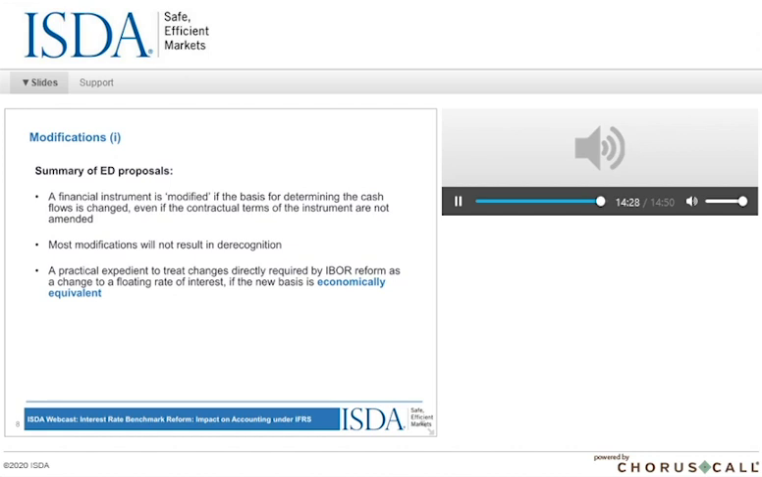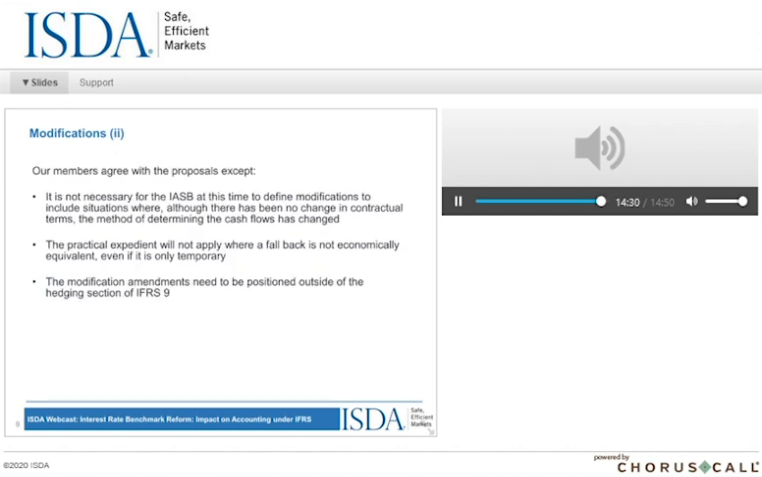If I turn to the next slide, I'll talk briefly about the views that the ISDA members had on these proposals. And the key point is that in general, ISDA members were pleased with what has been proposed. However, a few points here on this slide.